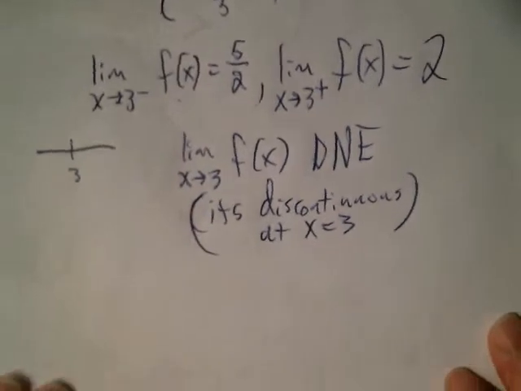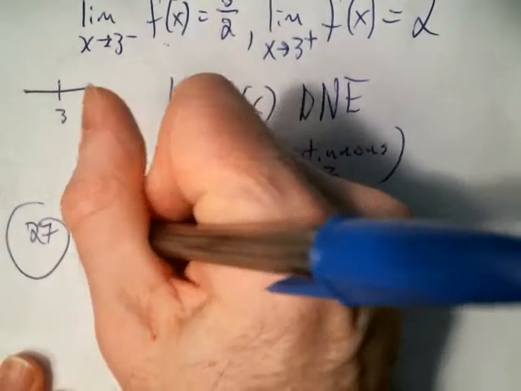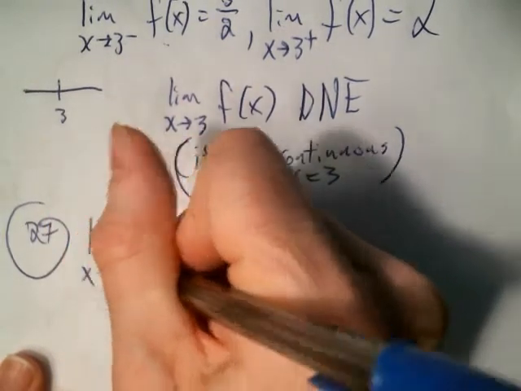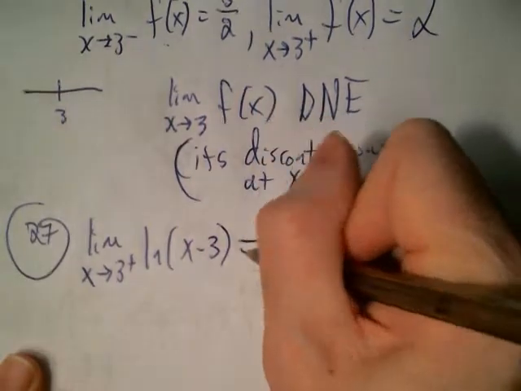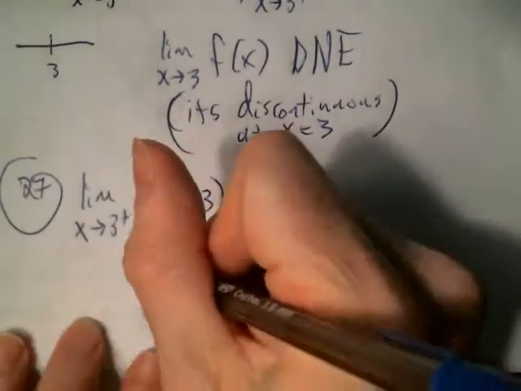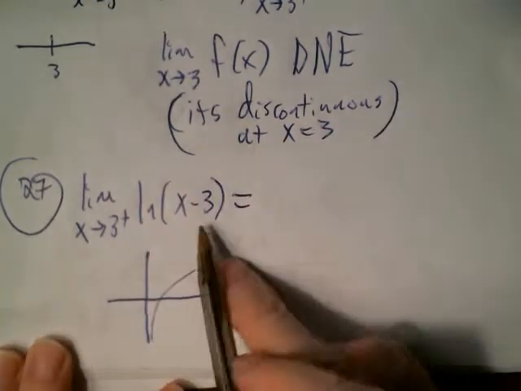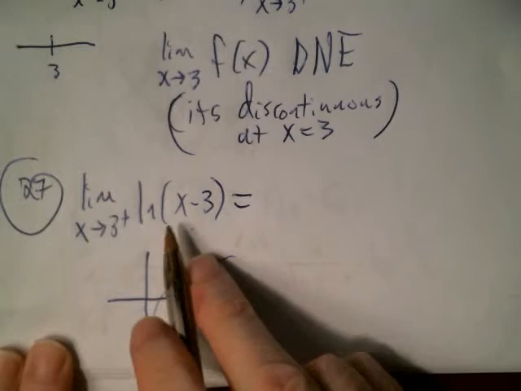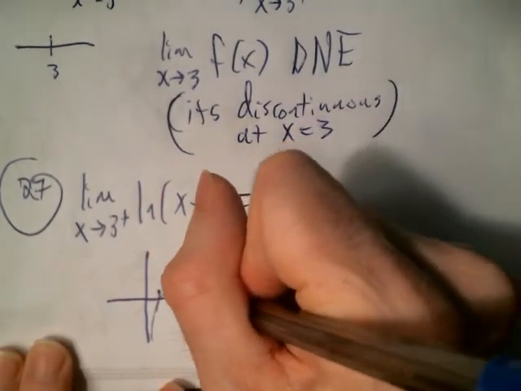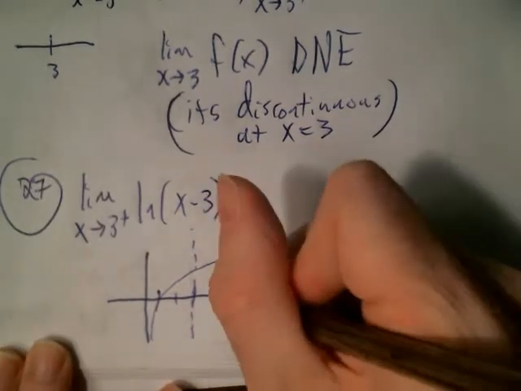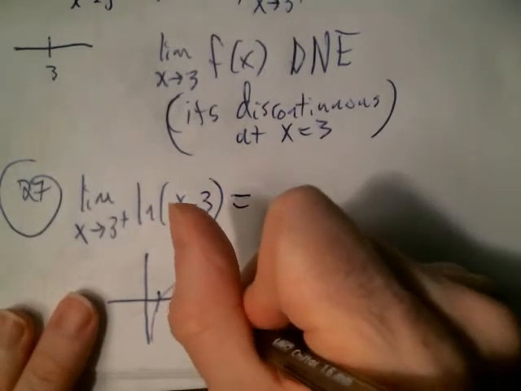Okay. Let's carry on, look at 27. So here we're looking at the limit as x goes to 3 from the right of the natural log of x minus 3. If you remember what the natural log looks like, the natural log of x is just this guy, and then this is a shifted version. Of course, when you shift the natural log, you have to move its asymptote over at the same time. So I'm going to move over to there.